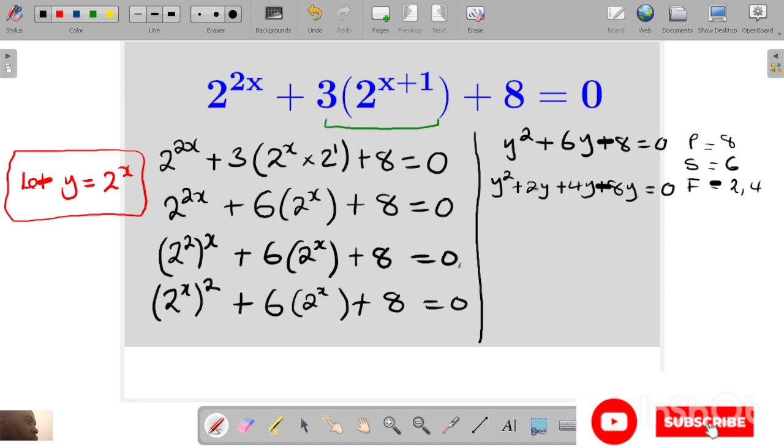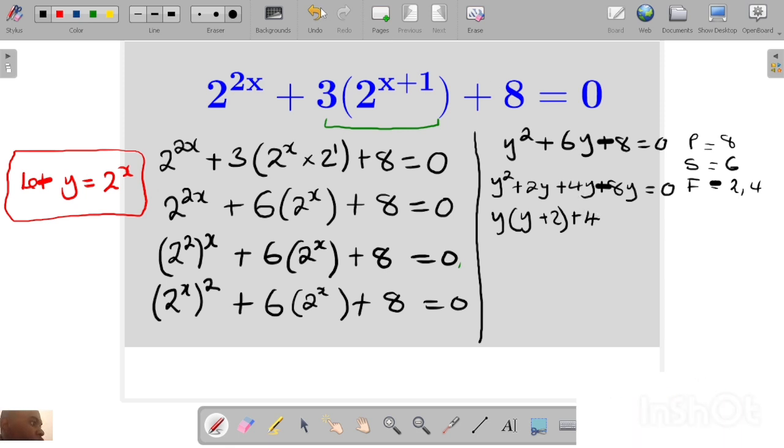Okay, then at this stage you can see that here we have 4 terms, 1, 2, 3, 4. So we can factorize the first 2 terms separately and factorize the second 2 terms separately. So the first 2 terms, y is common, so we're going to factor out the y. y squared divided by y, you remain with y, then 2y divided by y, you have plus 2, then plus 4 is common here.